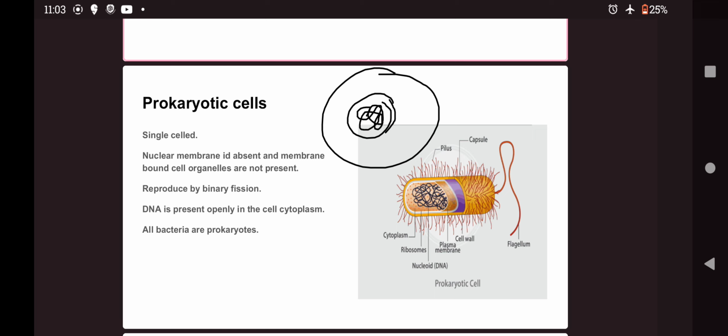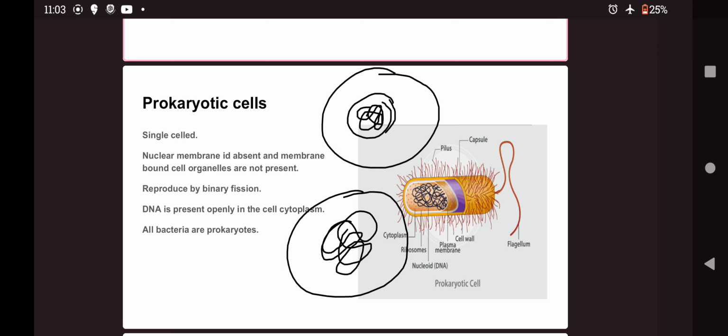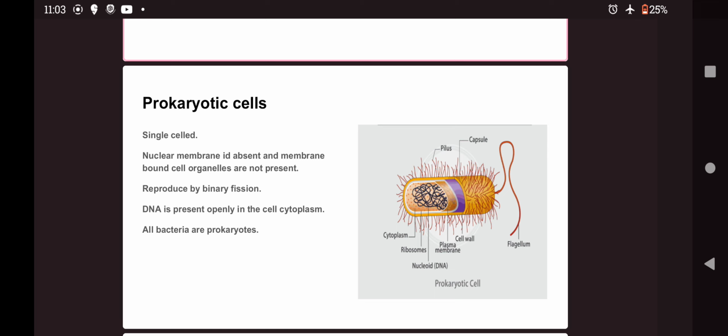But in case of a prokaryotic cell, this is a cell, and its genetic material is directly floating in the cytoplasm. There is no presence of nuclear membrane. And in case of a prokaryotic cell, reproduction takes place by the process of binary fission.